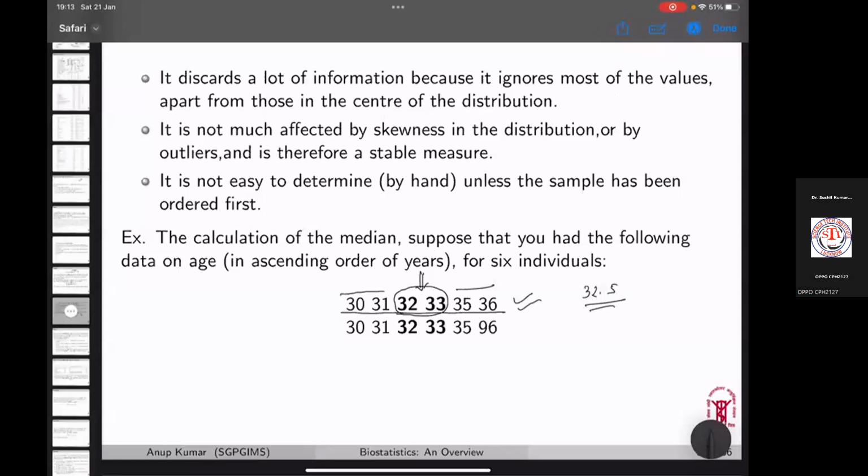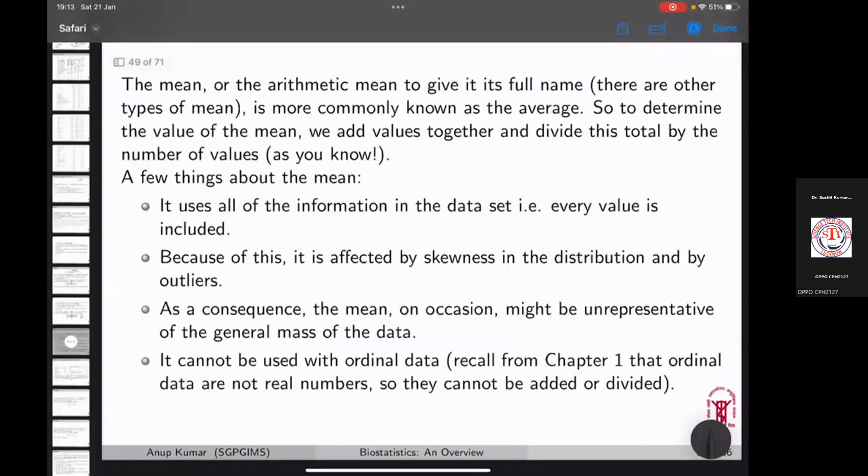Now, if you move to the next example, where instead of 36 one person is 96, in this case also the median will be 32.5. Why am I quoting this example? Because of this quality of the median, we should learn when we should use median and when we should not use median.